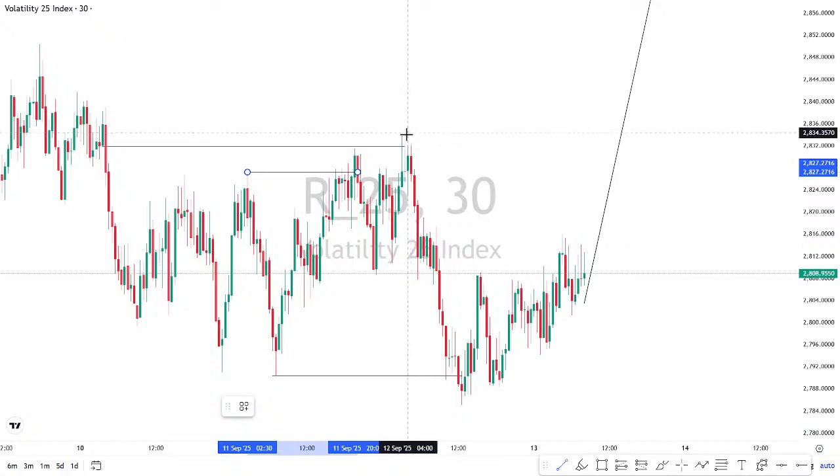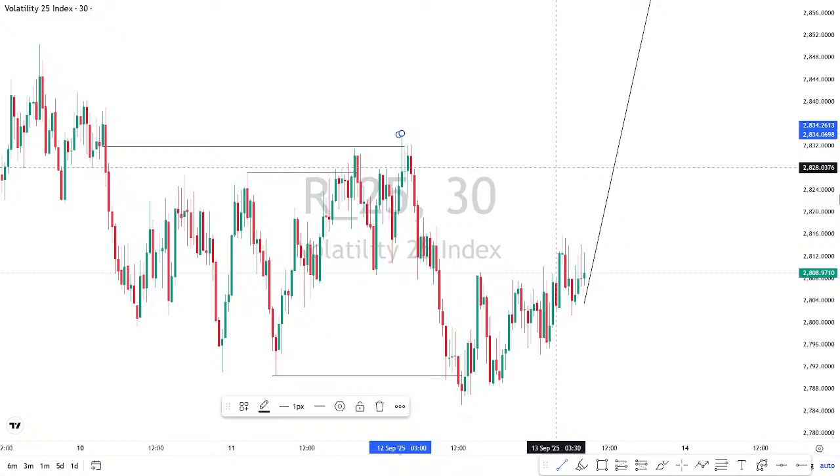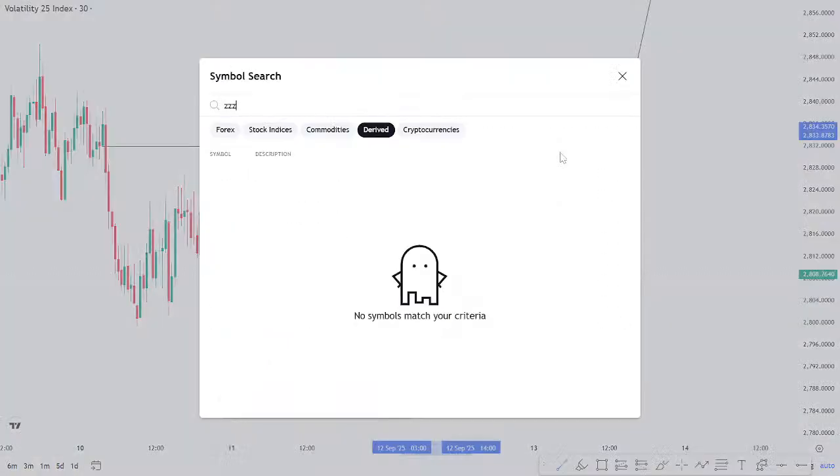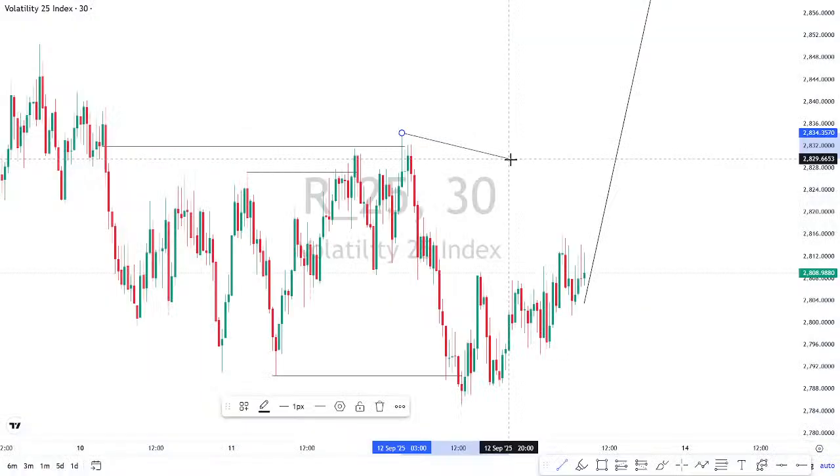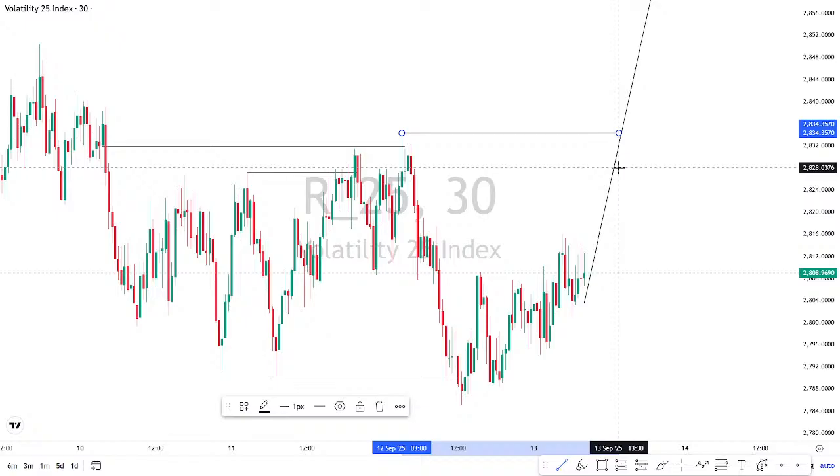Until the market breaks this high, that is when we will have intention to go to the upside. Until the market breaks this high, that is when we can say we have the intention to go upward to where we are talking about. But currently, on the 30 minutes time frame, our last break of structure is to the downside.